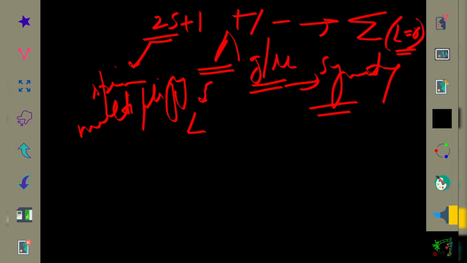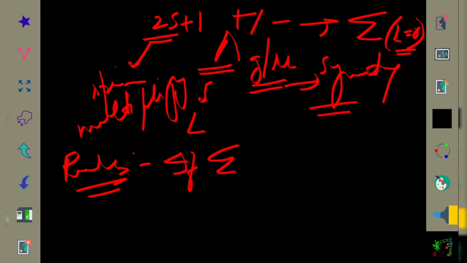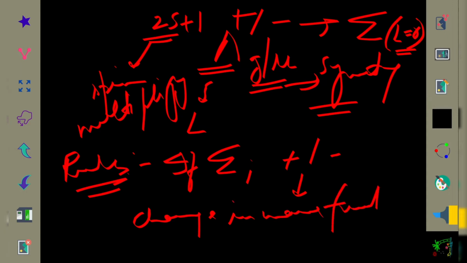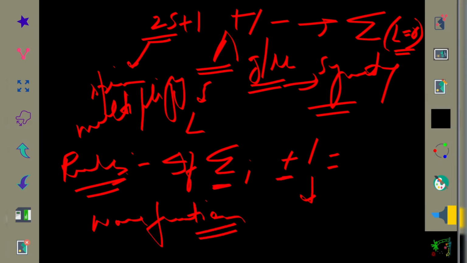We should know the various rules before learning how to write the term symbol. First, if the state is sigma, that is lambda is equal to 0, then only do we write plus or minus. So what does this plus and minus signify? It signifies a change in the wave function. If there is a change in the wave function upon performing a reflection, then we have to mention plus or negative.